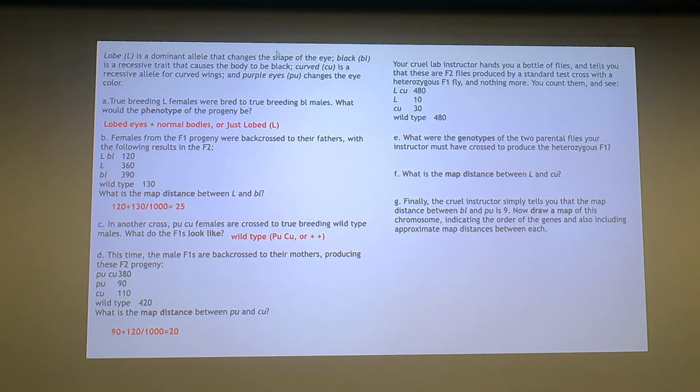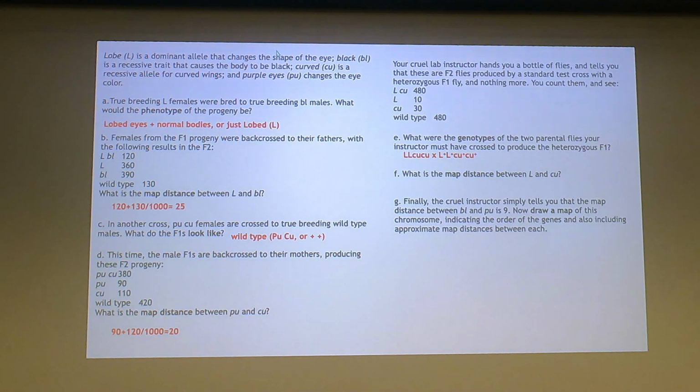How do you figure that out? Yeah, the one with the most numbers. You just look at the two that are most numerous. There they are, 480 and 480. Those are the parental genotypes. So one parent was lobed CU and the other parent was wild type. Okay, so we got that for this part. So there's our genotypes.